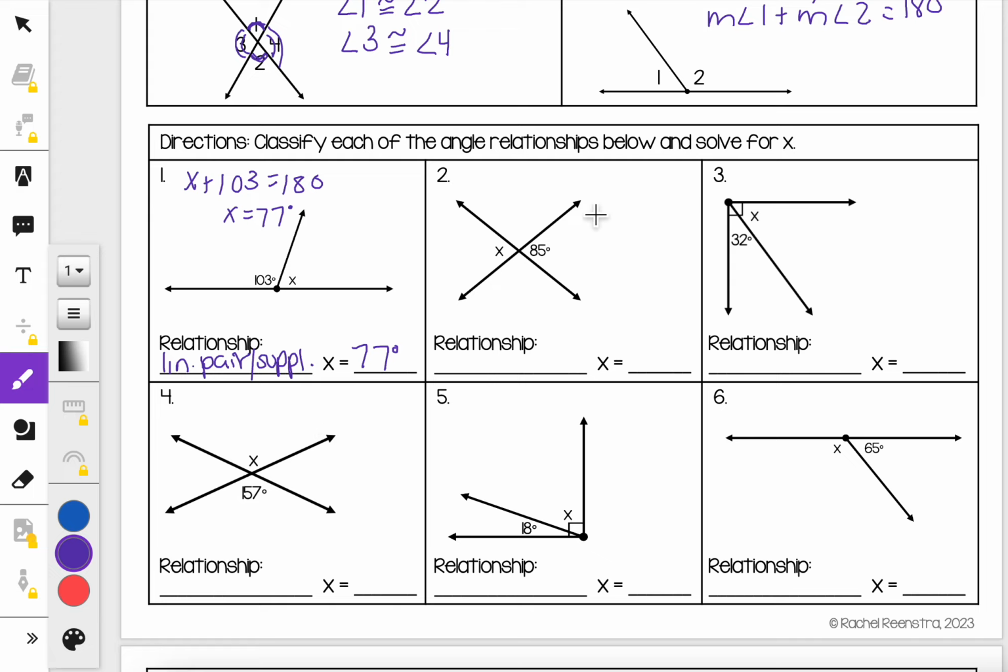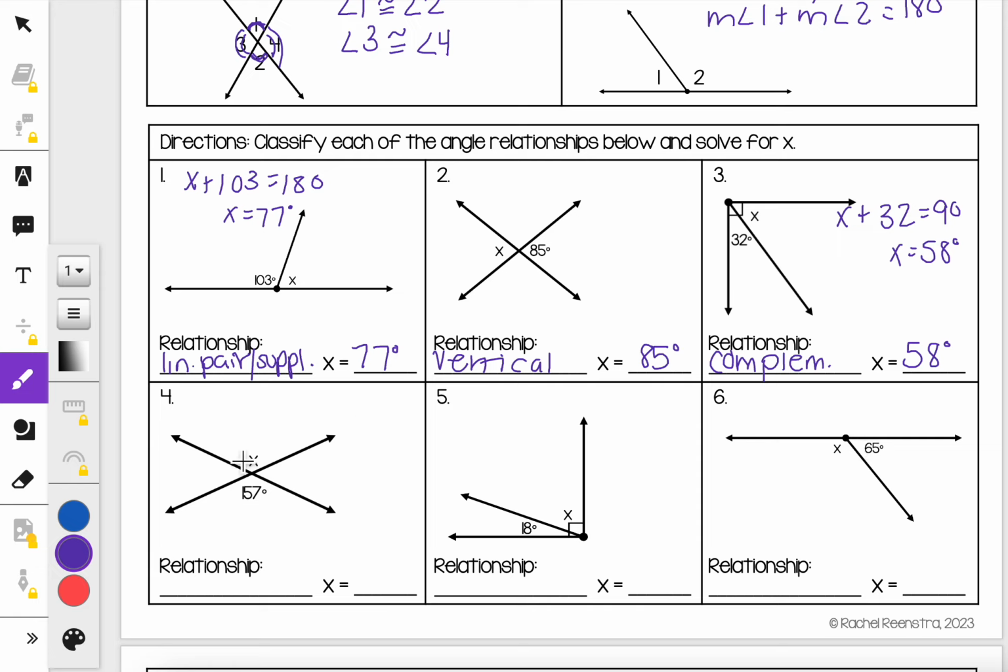For number 2, we see we have a pair of intersecting lines. These two angles are across from each other, so they're going to be vertical angles. We know vertical angles are congruent, so x is going to be 85 degrees. Moving on to number 3, this little box here tells us that we have a right angle. So these two angles are going to be complementary. Again, I'm just going to abbreviate. So x plus 32 would equal 90 degrees. So x is going to equal 58 degrees here.